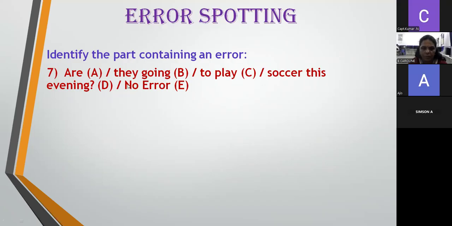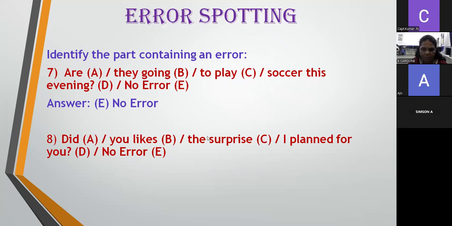Next one. Are they going to play soccer this evening? Is there any error? The subject is they and the verb phrase is are going. So with they plural, are going is correct. So there is no error.